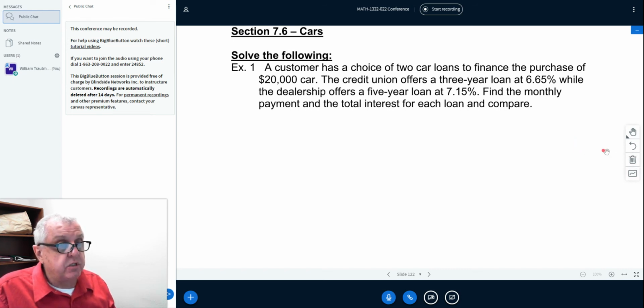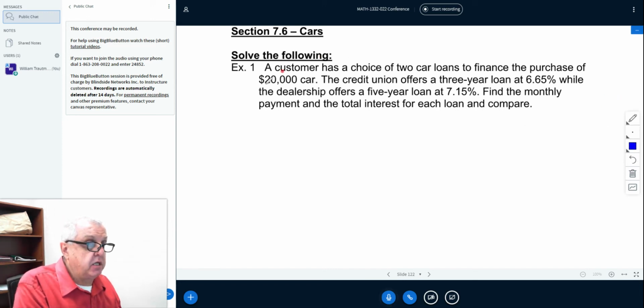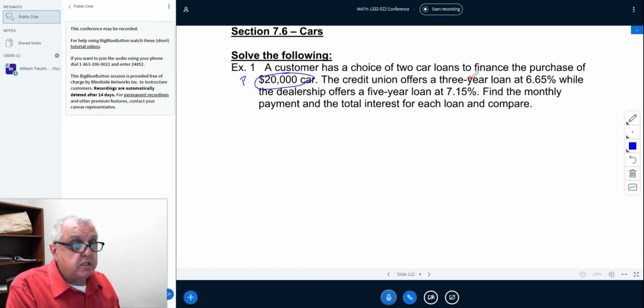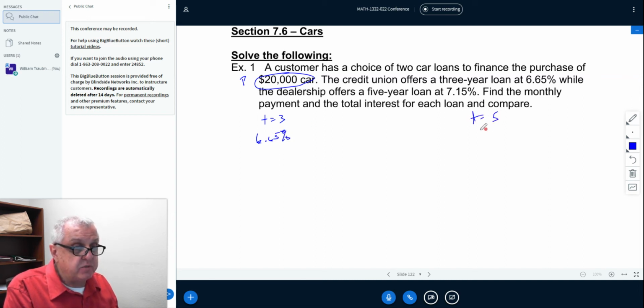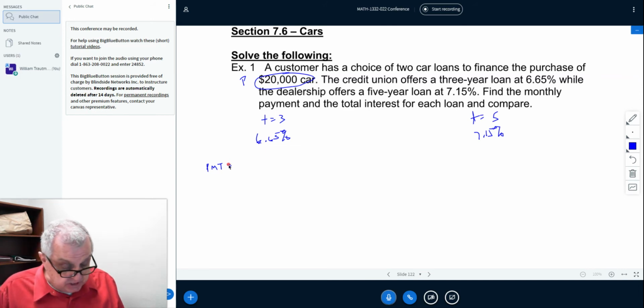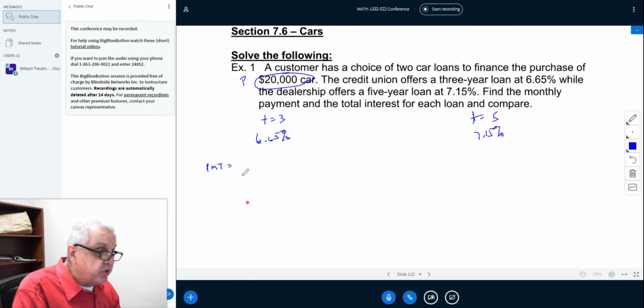Customer has a choice of 2 car loans. $20,000 is his starting amount, present value. A 3-year loan, so one time is 3 years at 6.65%. The other time is a 5-year loan at 7.15%. Find the monthly payment for each. So let's start with the payment formula. Same formula we pretty much just had. Future value.